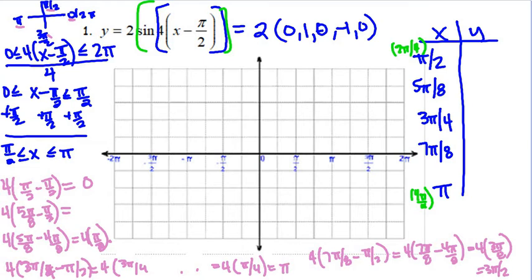So now that I know my key values are solid, I can do the pattern. 2 times 0 is 0, 2 times 1 is 2, 2 times 0 is 0, times negative 1 is negative 2, and then of course 2 times 0 is 0.